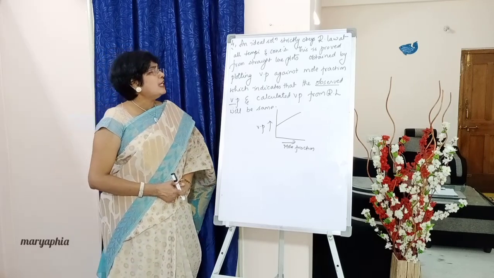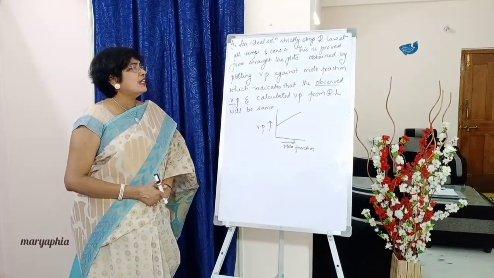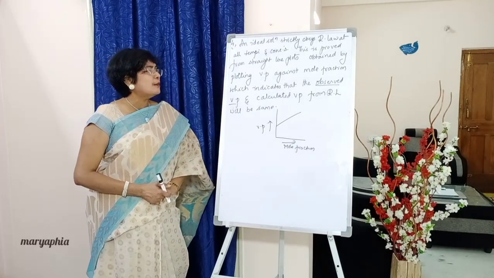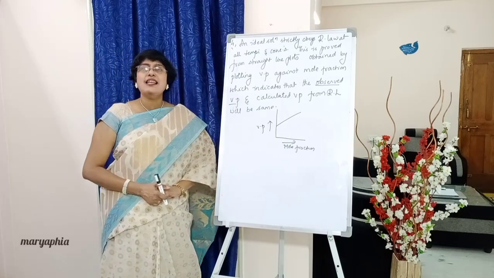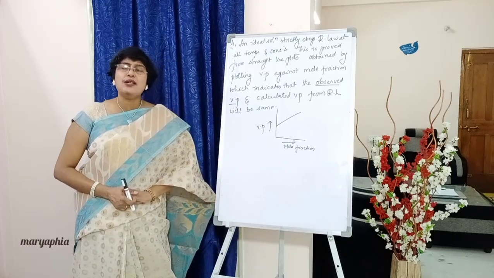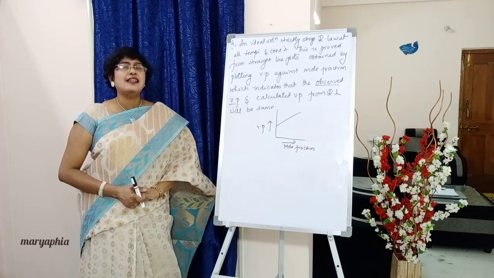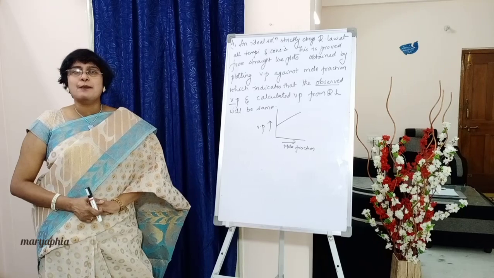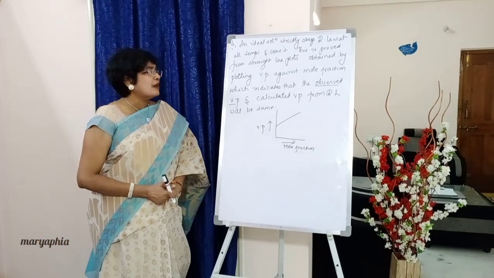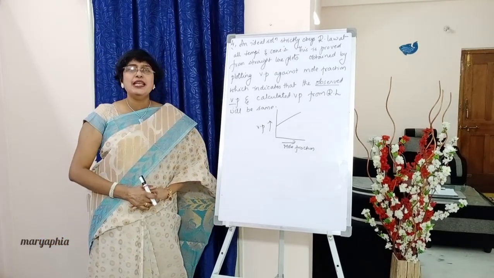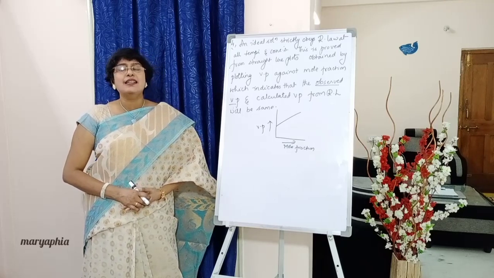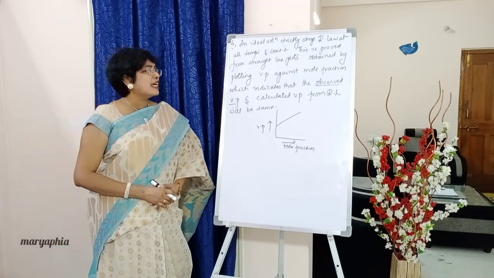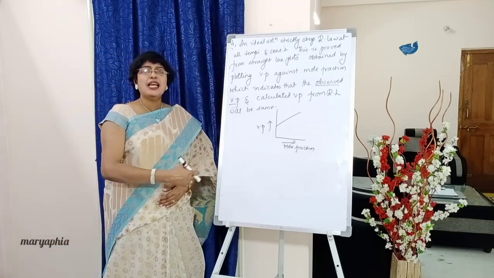Obtained by plotting vapor pressure against mole fraction, which indicates that the observed vapor pressure and calculated vapor pressure are the same. What is the difference between them, do you know, students? Calculated means calculated from Raoult's law. Observed means it is from the experimental part, so that's what we call observed vapor pressure. So these two will be the same, which proves that the ideal solution is obeying Raoult's law at all temperatures and concentrations. Full stop. Draw a line till here, students.